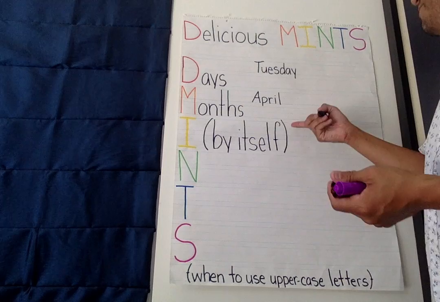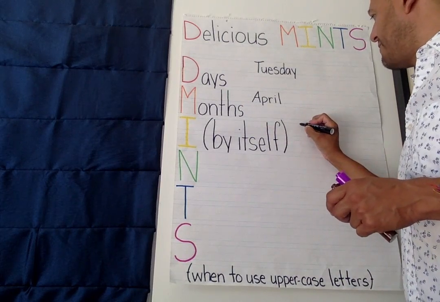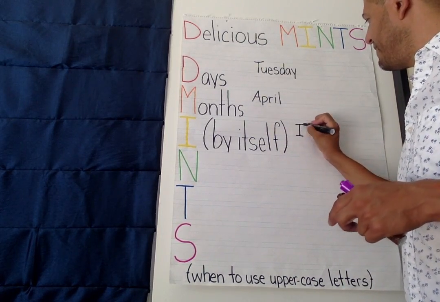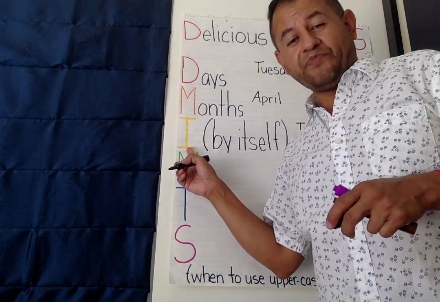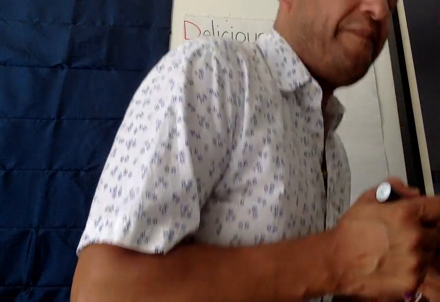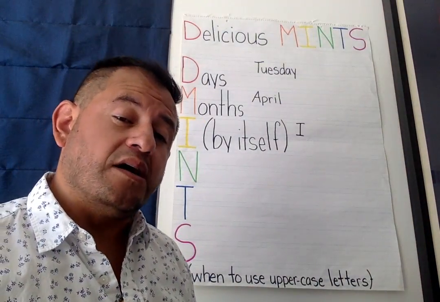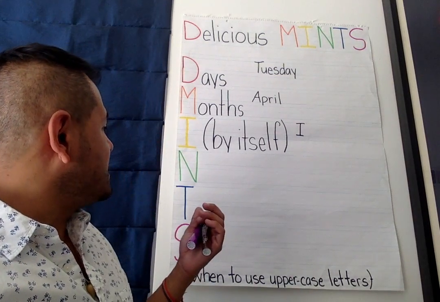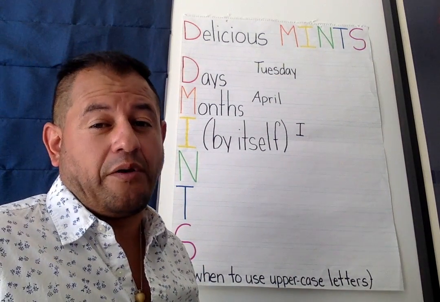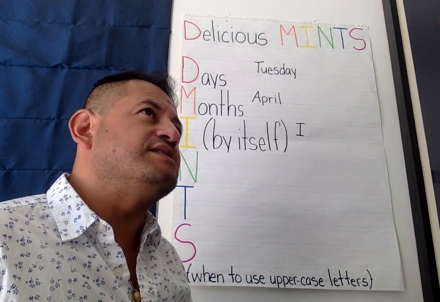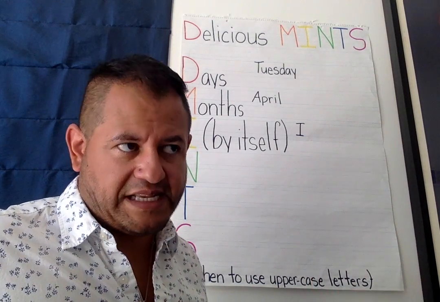And then here I'll just put, because I know we have some other examples, I'll just put I by itself. Now, sometimes I can go in the beginning of a sentence like, I like to eat pizza, period. So we know it's at the beginning of a sentence, so it's going to get a capital letter. But also, sometimes I comes in the middle of a sentence.